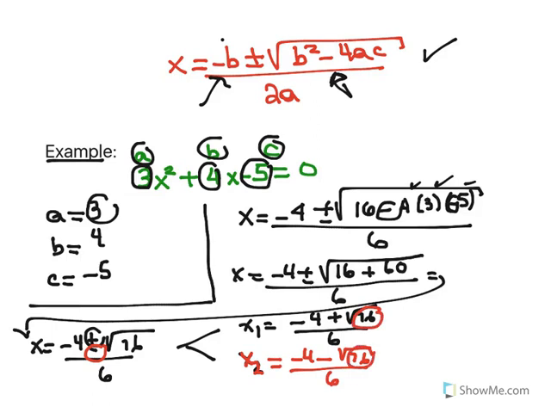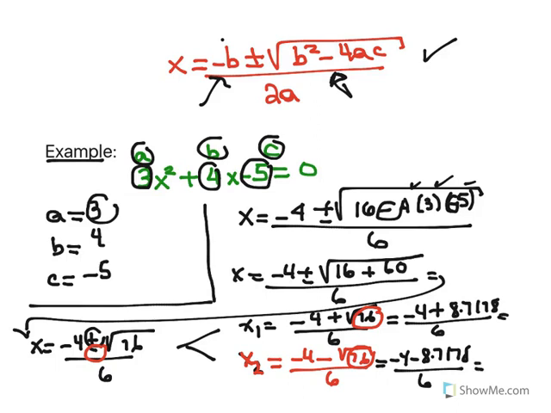76 is not a perfect square, right? We don't know of a whole number that raised to the second power gives me 76. So I'm going to have to use my calculator. If you use your calculator, you will get that the square root of 76 is about 8.7178, okay? And again, it's going to be plus or minus, right? In the second case, it's going to be minus 8.7178, divided by 6. Okay? So I'm going to get these two answers.